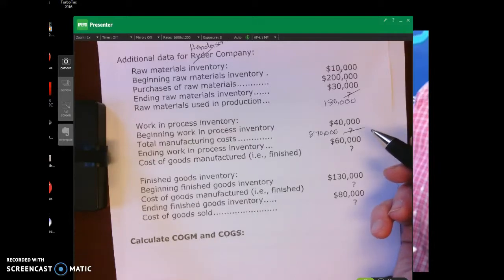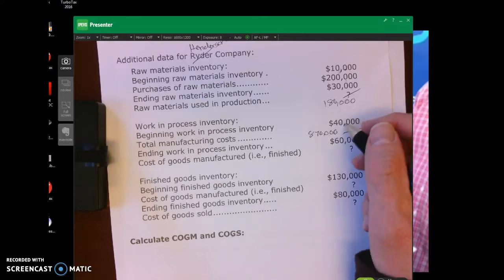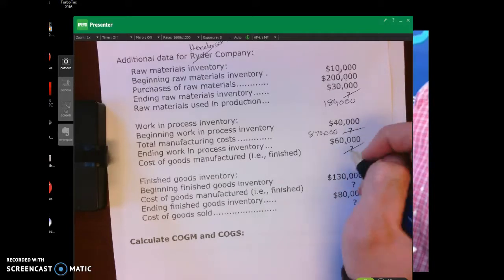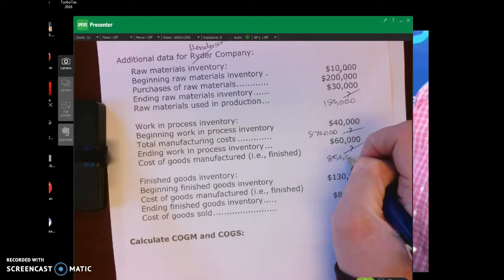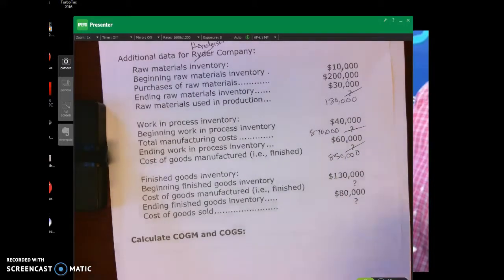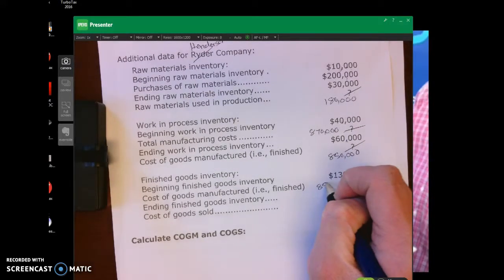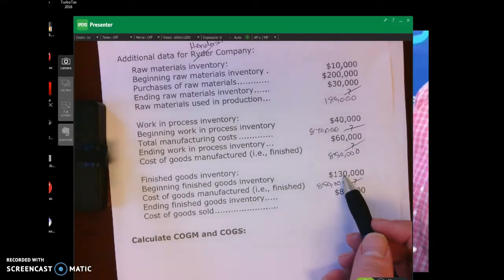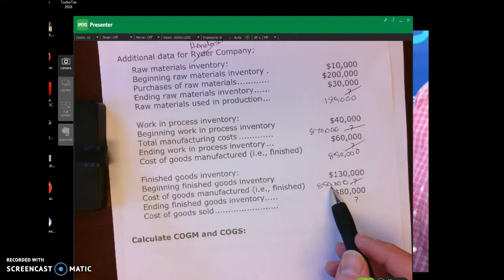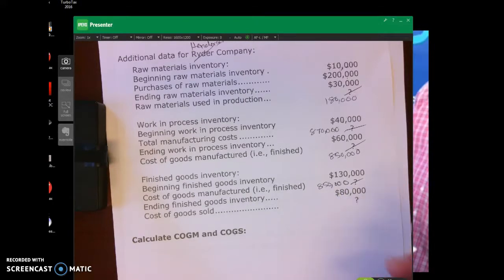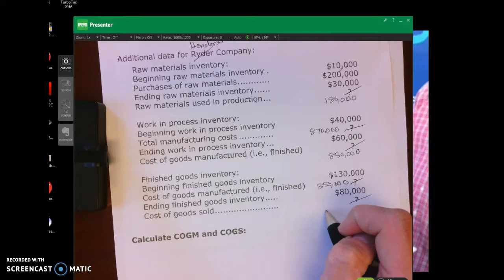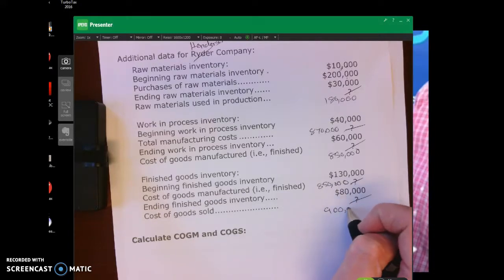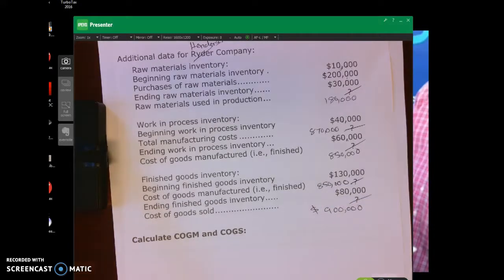So then what I do is I go through and I add in my 40,000 plus my 870 minus my 60, and what that gives me is my cost of goods manufactured of 850,000. Then I can use that down here to calculate out my cost of goods sold. Remember, the way to calculate cost of goods sold is beginning finished goods plus cost of goods manufactured minus ending finished goods gives me cost of goods sold of $900,000. That is the right answer.